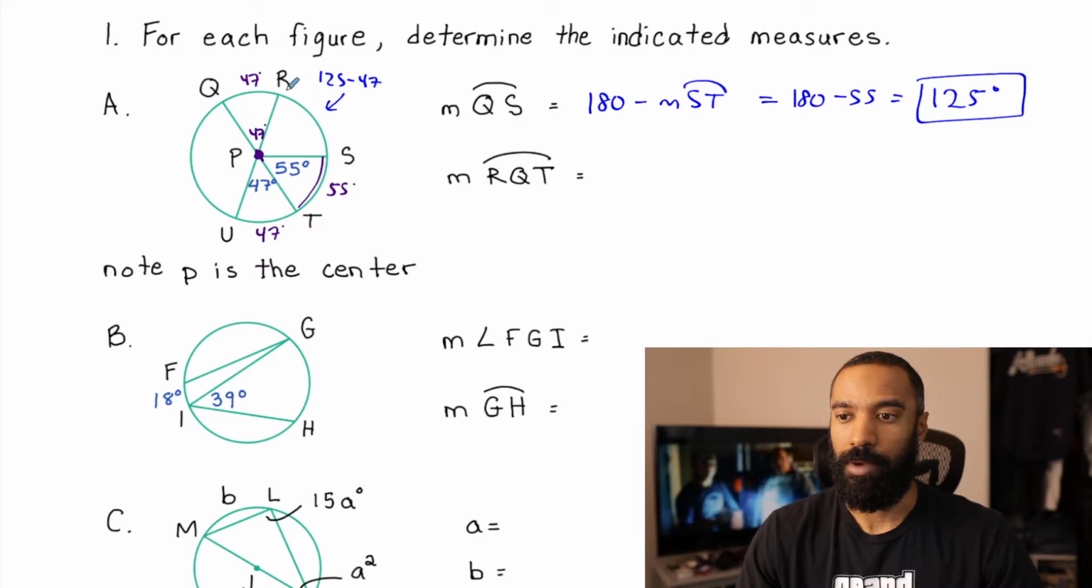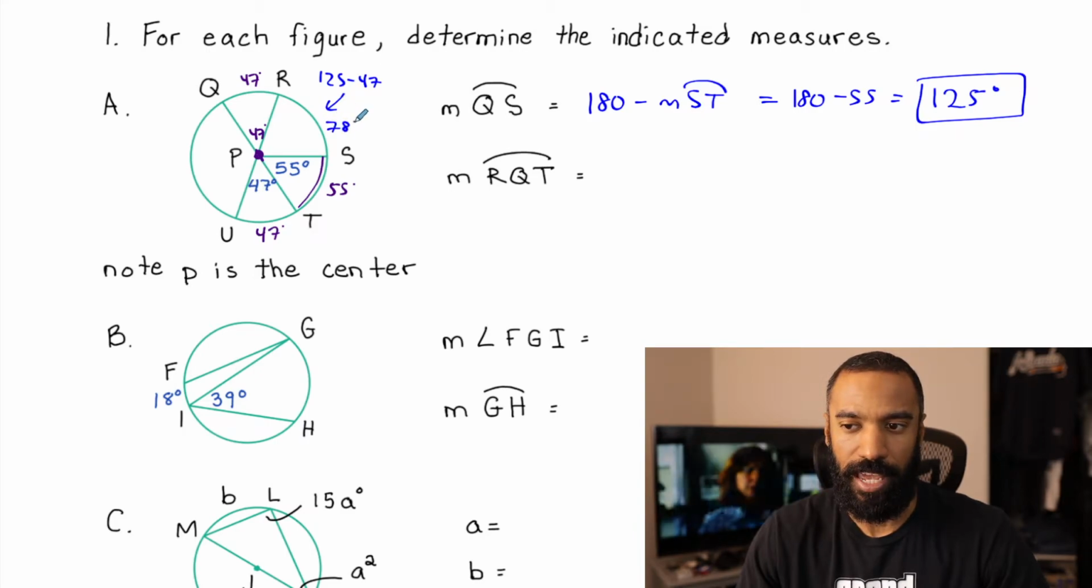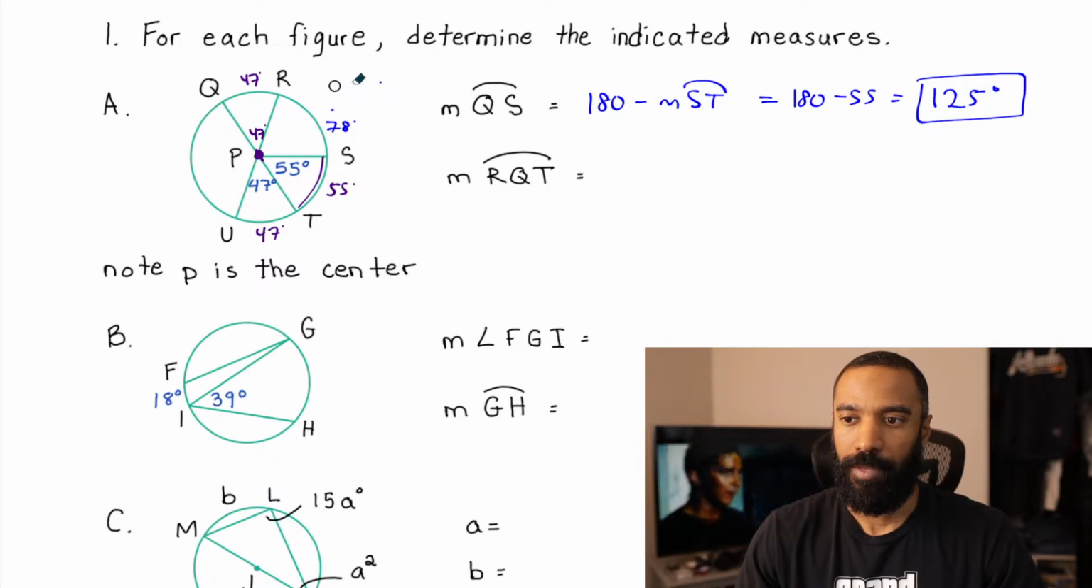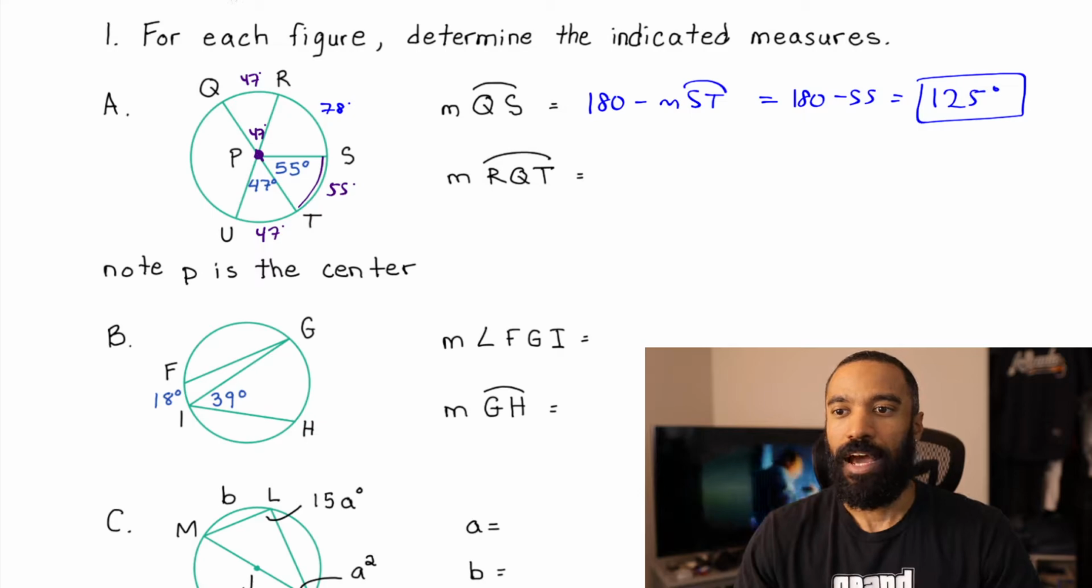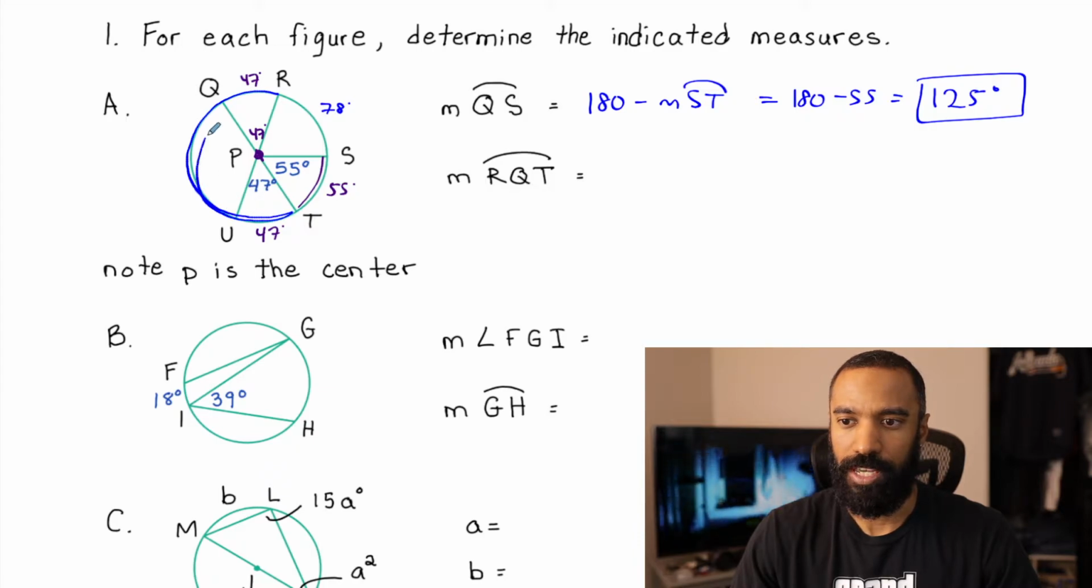So let's look at what measure of arc RS even is. In the future I won't add this unless I really need it. I think that's 78 degrees right there. So we have all these different measures here, and we could even use that, of course, to find measure of arc QU. Now, what's the next one? Measure of arc RQT. We need this guy right here now, measure of arc RQT.